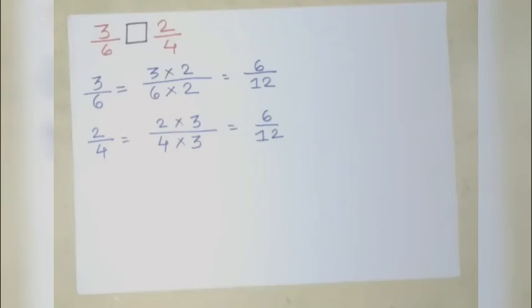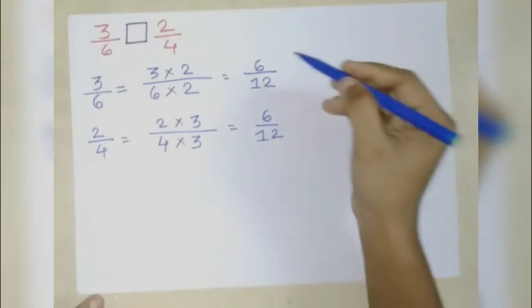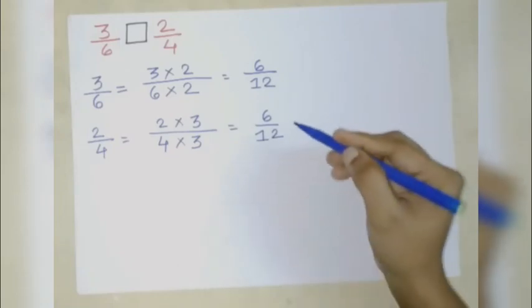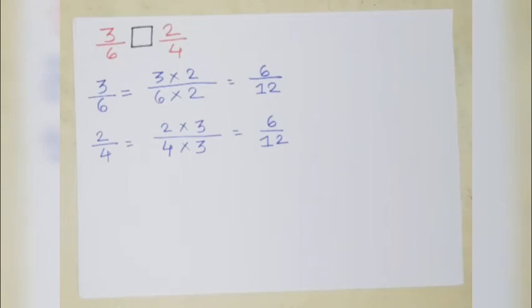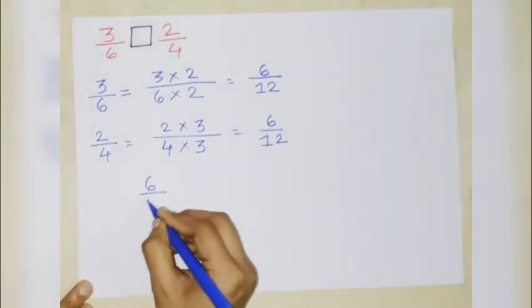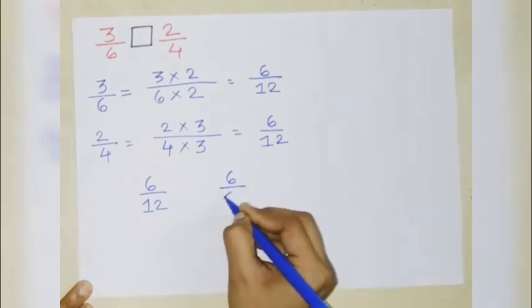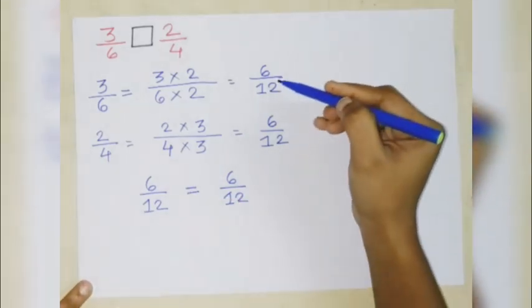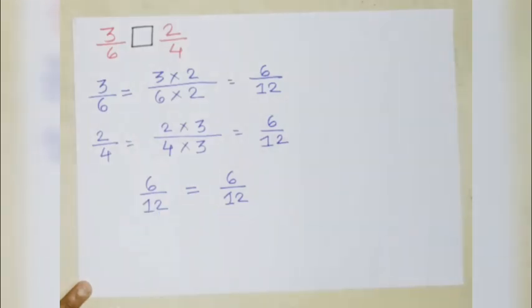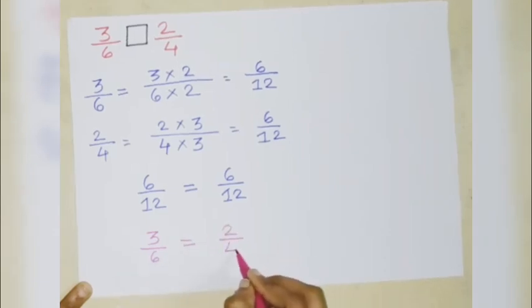Children, are you all able to see this? 6 upon 12. Here also 6 upon 12. So children, we will write here 6 upon 12 and 6 upon 12. We can say that both the fractions are equal. दोनों के यहाँ पर हमें सेम आंसर मिला है, तो ये फ्रैक्शन कैसा है? इक्वल फ्रैक्शन. But in final we will write 3 upon 6 is equal to 2 upon 4.